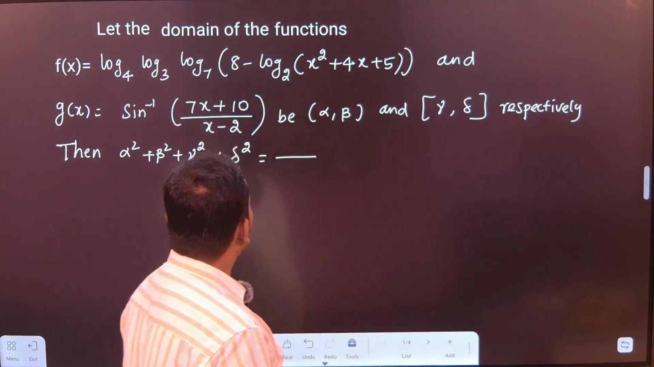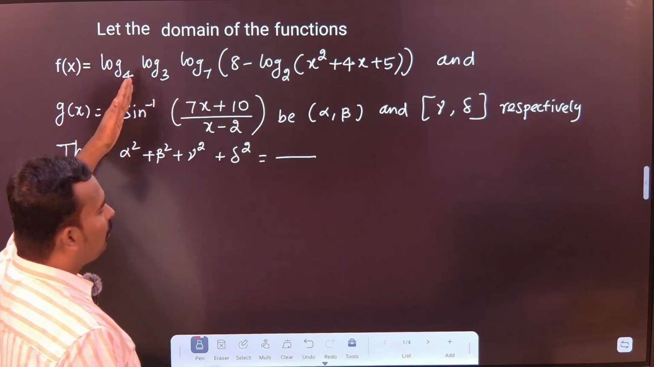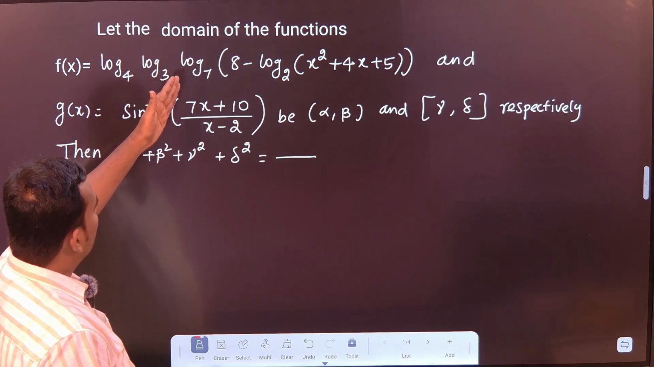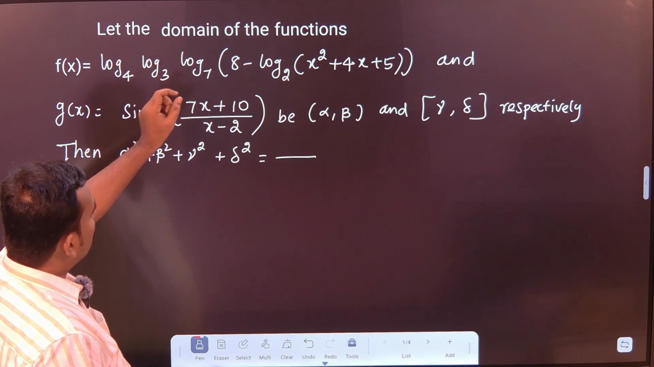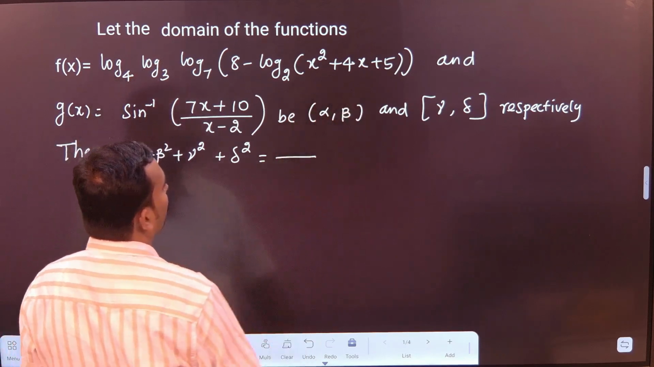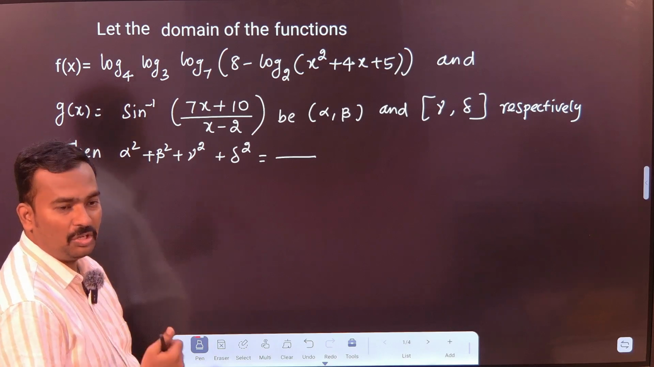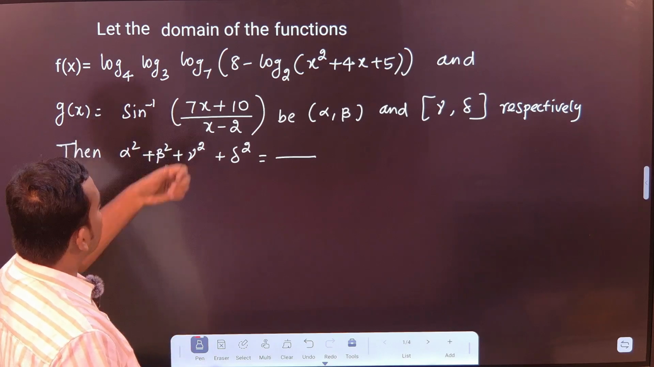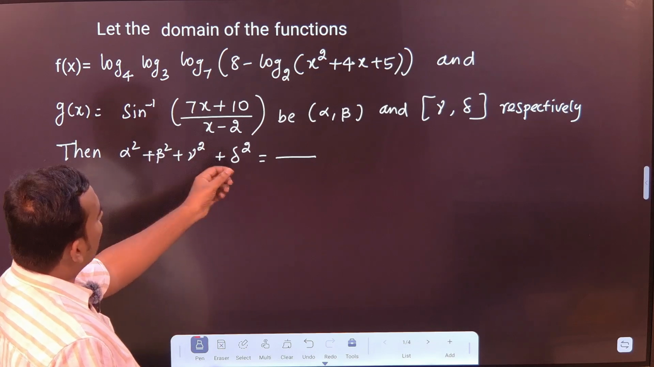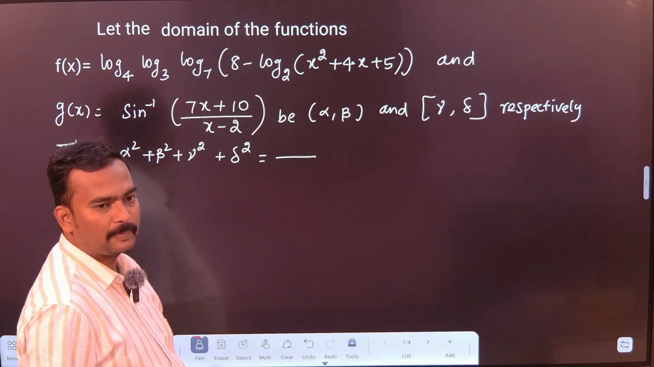You can see here the question is that the domain of the function f is given to you as log base 4, log base 3, log base 7 into that 8 minus log base 2 into x square plus 4x plus 5. And the second function is given to you, g of x equal to sine inverse of (7x plus 10) divided by (x minus 2). Their intervals are given to you as alpha, beta and gamma, delta respectively.